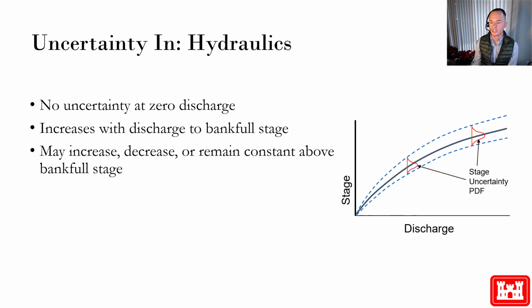We will make some generalizations about stage uncertainty. We assume zero uncertainty at zero discharge. There is increasing uncertainty until the bank full stage. Uncertainty could be anything after that. Uncertainty may increase, decrease, or remain constant after the bank full stage.